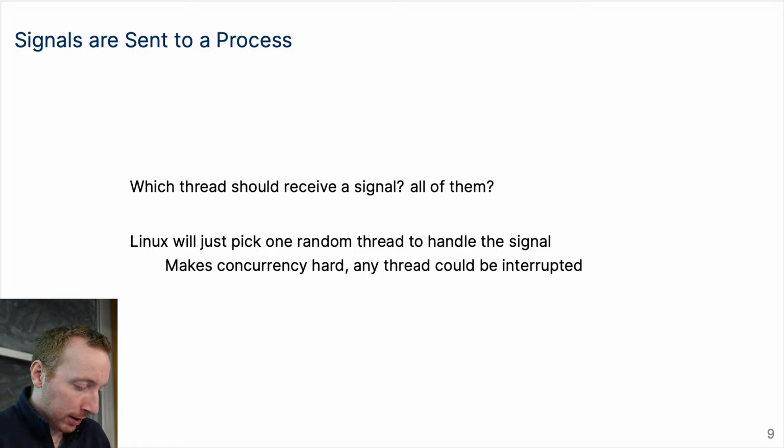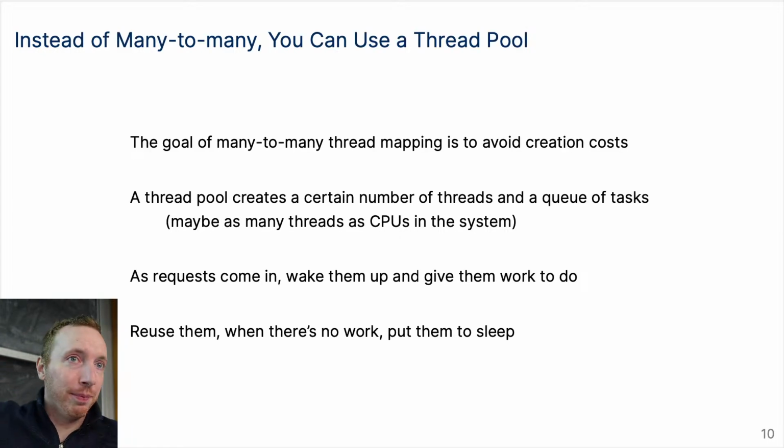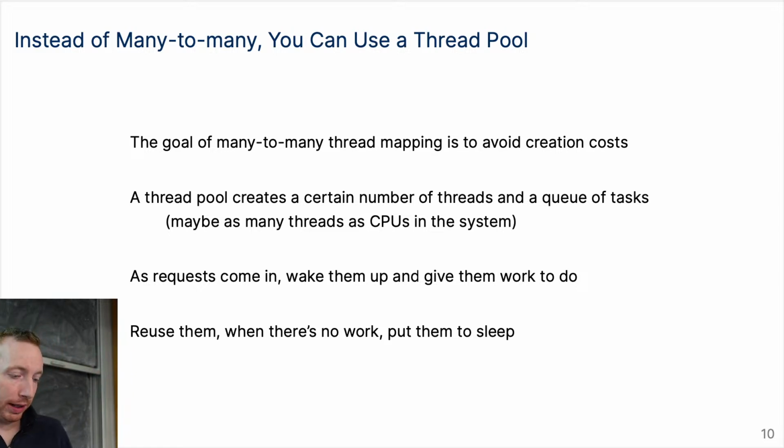Okay, so this is what the sane version of many-to-many is: there's something called a thread pool. Remember, the goal of many-to-many was just to map threads to avoid the creation cost of creating a bunch of kernel threads. So instead you would create a thread pool of a certain number of threads. Most of the time you just want to exploit parallelism, so you would make it match the number of kernel threads.